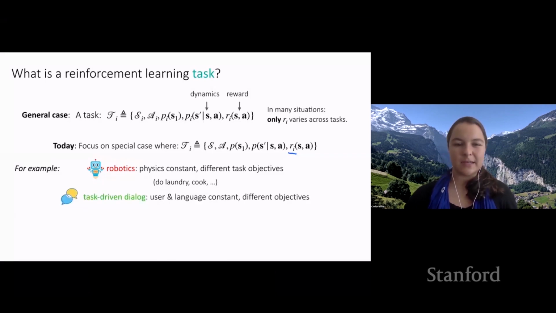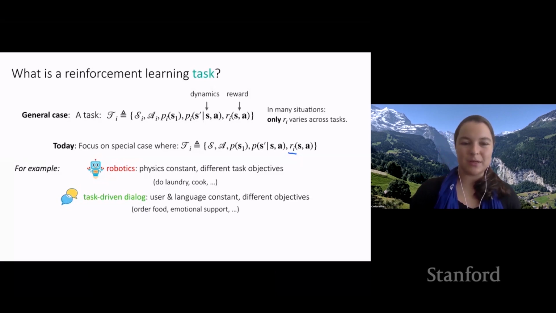Another example is a task-driven dialogue system, where maybe the user that the dialogue system is interacting with is constant, and the language is also the same, but the user has different objectives that it wants this dialogue agent to be able to complete in different scenarios. Maybe in one scenario, the user wants the dialogue agent to order food. In another scenario, it wants it to provide emotional support, and so forth.